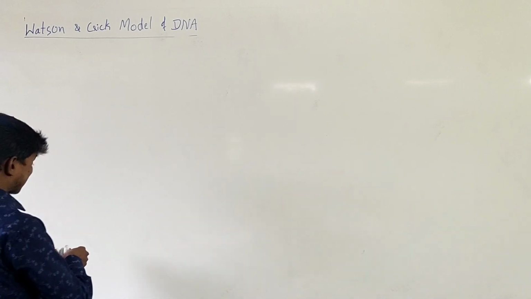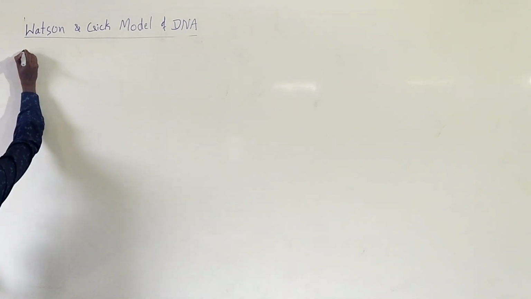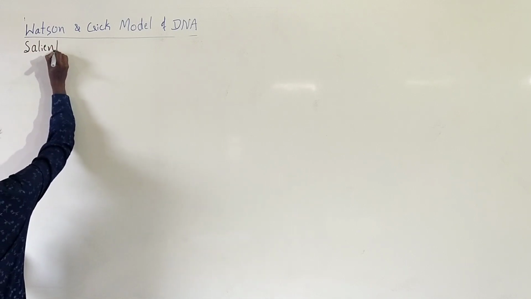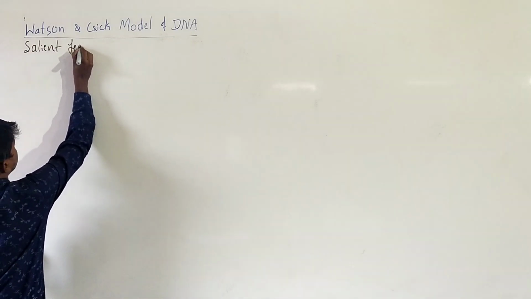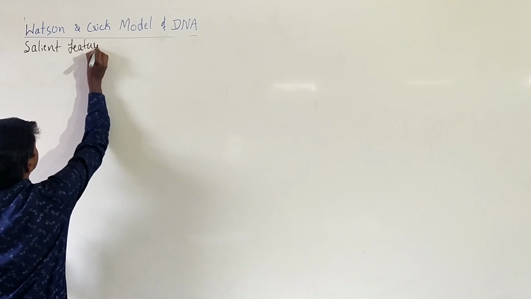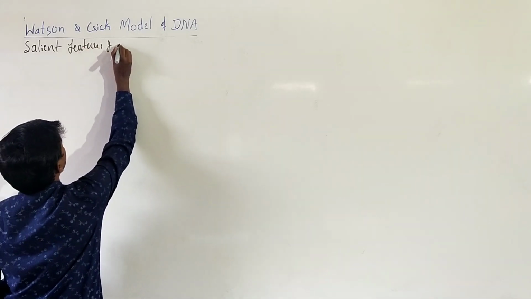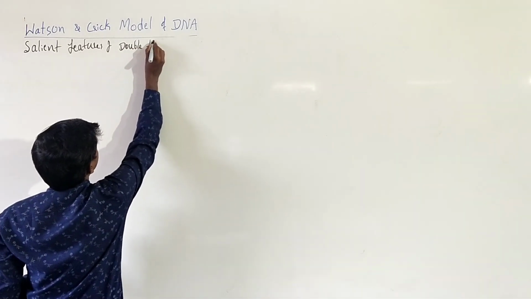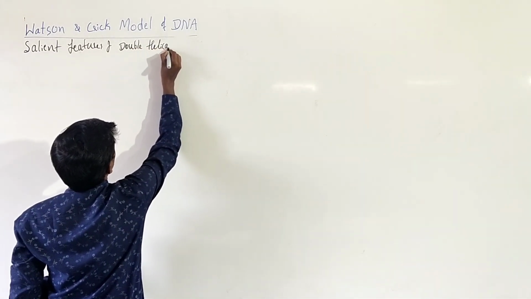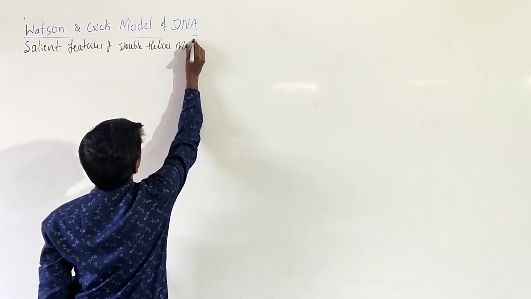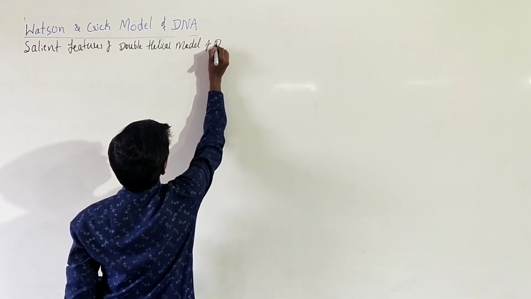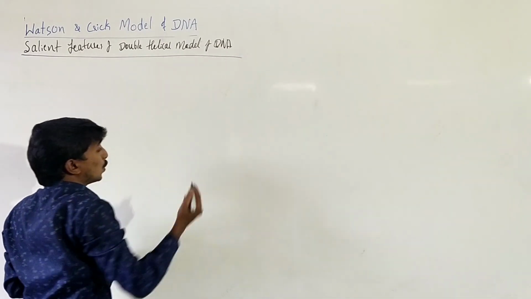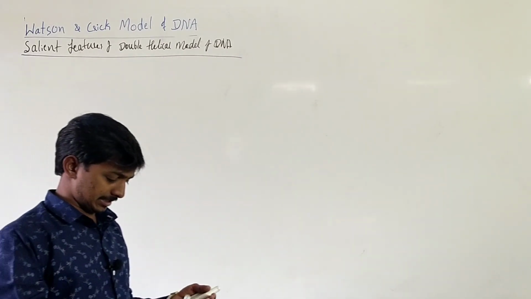Okay, so now we'll see the salient features of the double helical model of DNA. Salient features means how the DNA structure is.